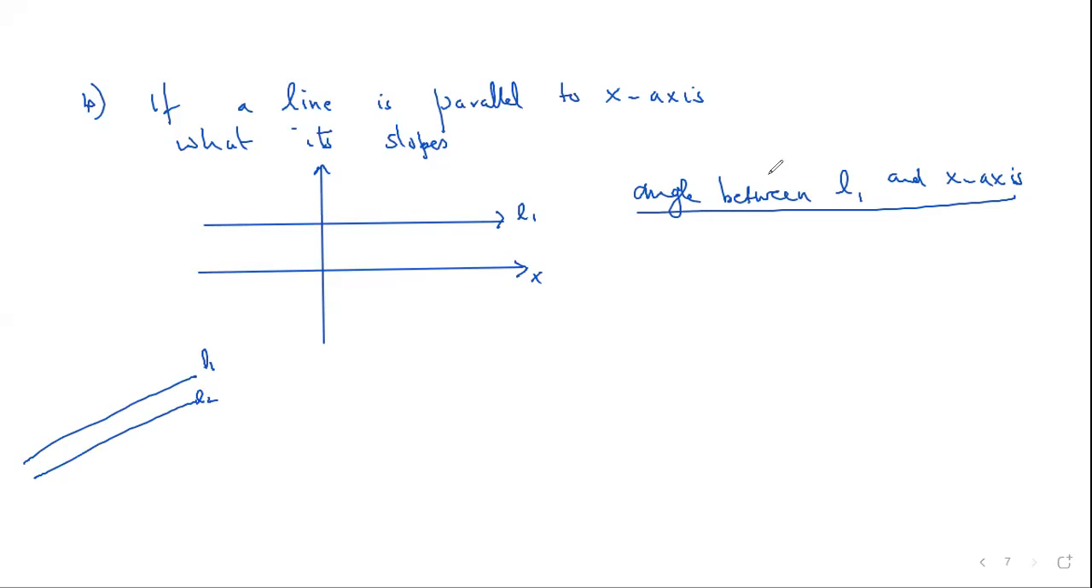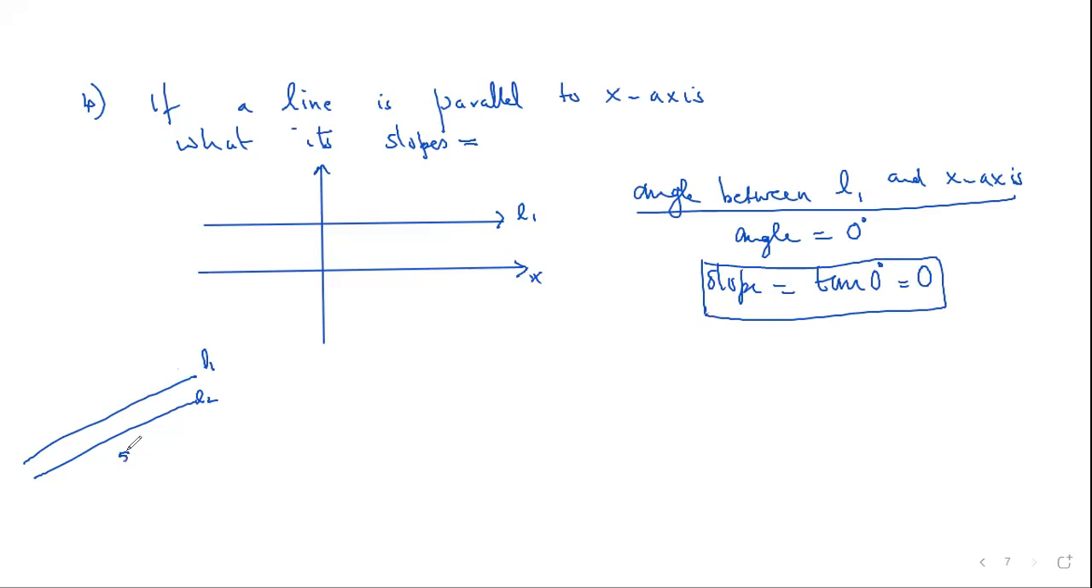0 degrees. So L1 and x-axis are parallel, so the angle between them will be 0. So slope will be tan 0, and tan 0's value is 0. So if the line is parallel to x-axis, then the slope of the line would be 0.